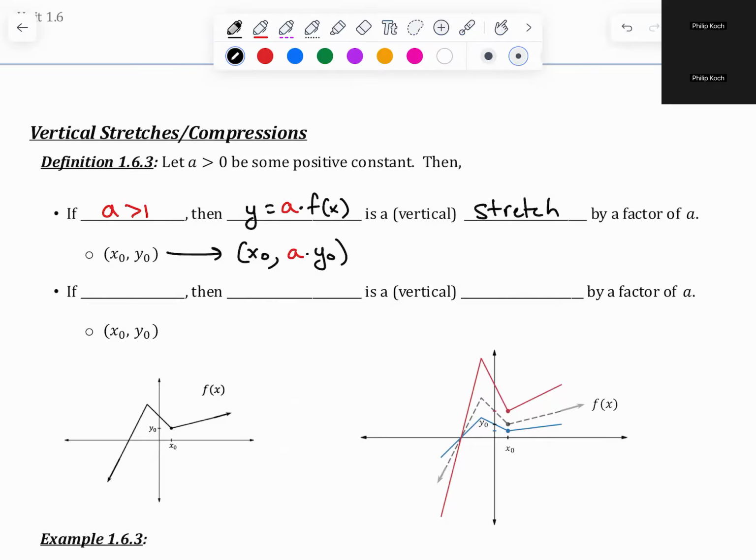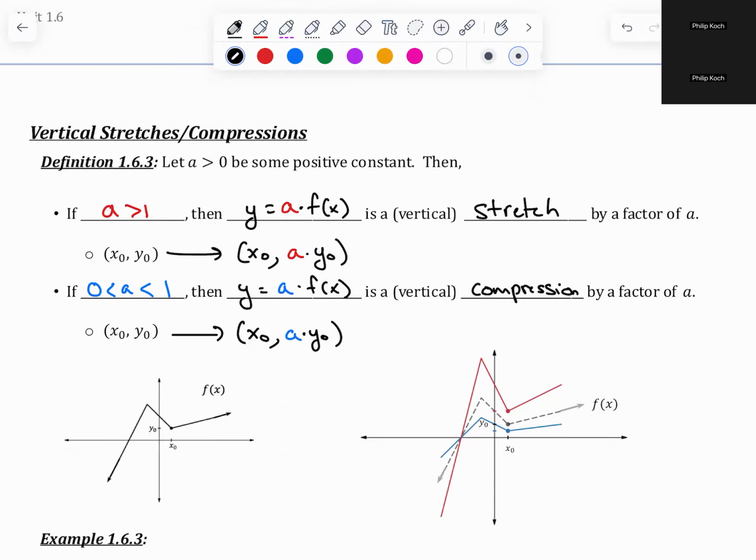And if A is between 0 and 1, so A is sandwiched between 0 and 1 like that, then y equals A times f of x is a vertical compression by a factor of A. Now here's the weird thing. This one also goes to x naught, comma, A times y naught. But I've deliberately color-coded it to show that it's different only because now the A value is between 0 and 1.